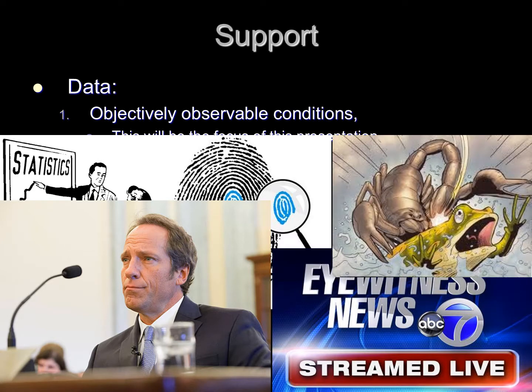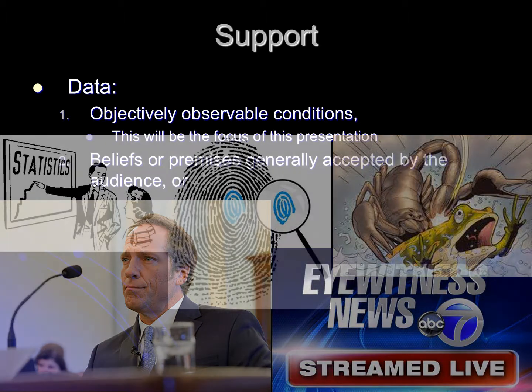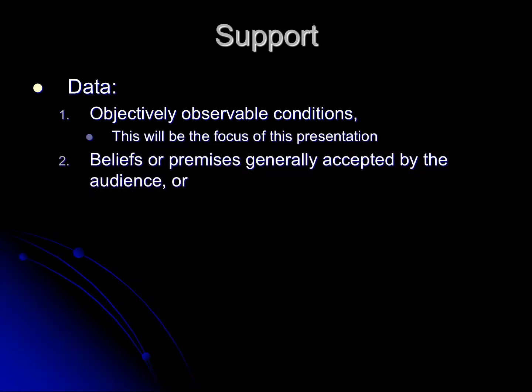Because even though the story of the talking scorpion and the talking frog never happened, the idea behind it is something that's shared in the public consciousness. Meaning that if all of us know that the story exists, that story becomes a useful thing. It becomes something that we can use in speeches as a kind of shorthand for other people to understand. So these are the kinds of evidence we're going to talk about in this process. But there are two others that are worth mentioning. The second kind is called beliefs or premises generally accepted by the audience.